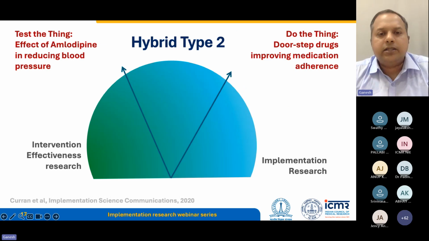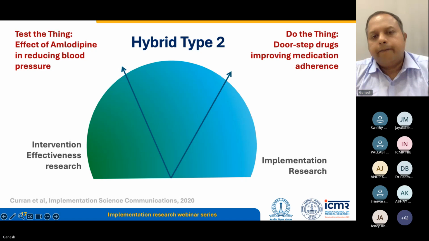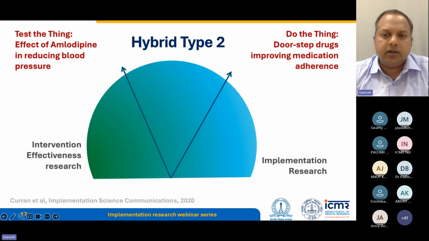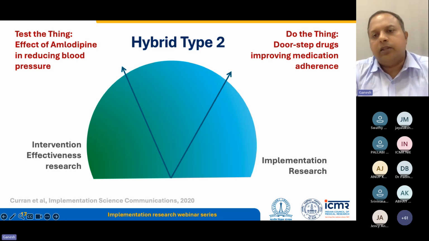Hybrid 2, which is the mid pathway between hybrid 1 and hybrid 3, takes some of the concepts of clinical intervention effectiveness research as well as implementation research. Here, we will be talking both about clinical effectiveness as well as implementation research outcomes. We'll be testing the thing and also testing the do the thing.